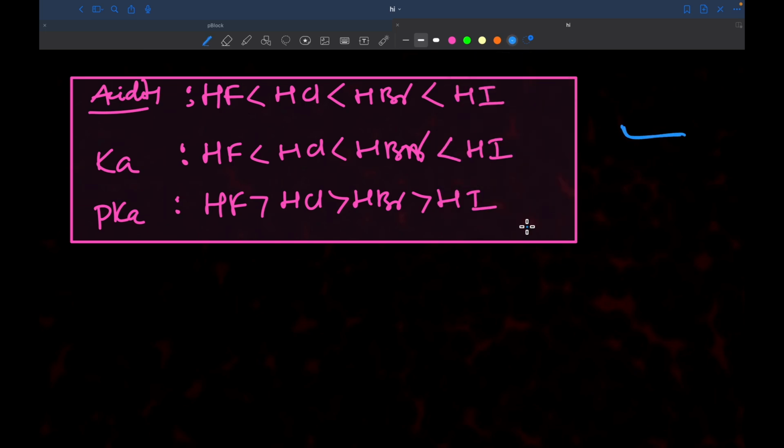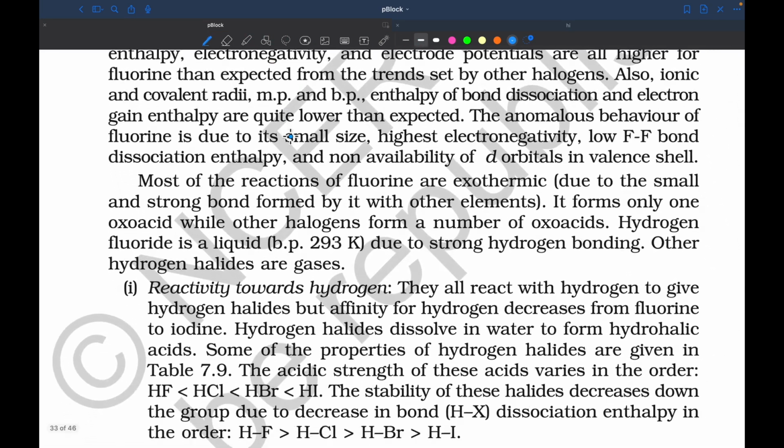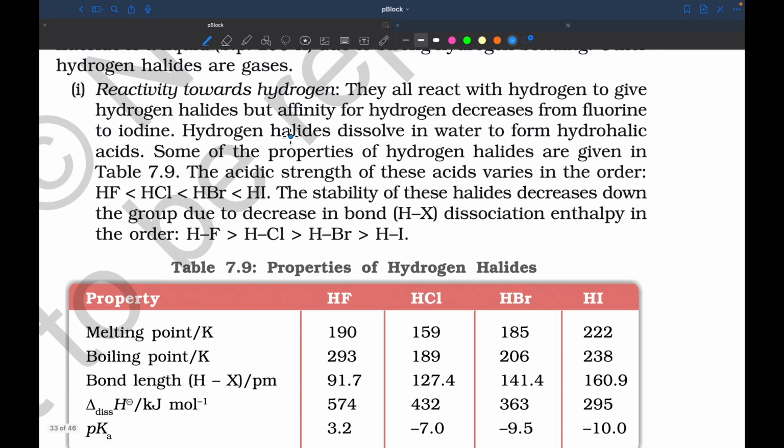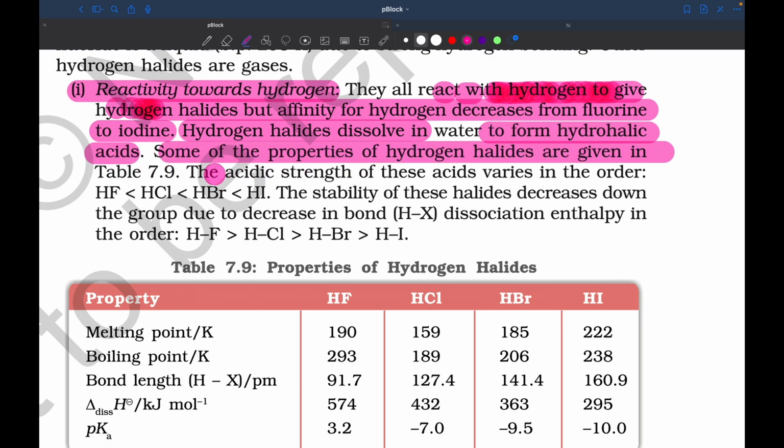So can you take it down here? These are the orders. We also see the same thing here. Here is reactivity towards hydrogen. They all react with hydrogen to form hydrogen halides, but affinity to hydrogen decreases from fluorine to iodine. Hydrogen halides dissolve in water and form hydrohalic acids. Some properties of hydrogen halides are given in the table.